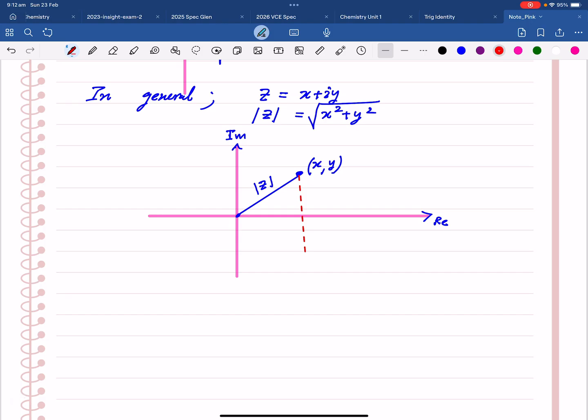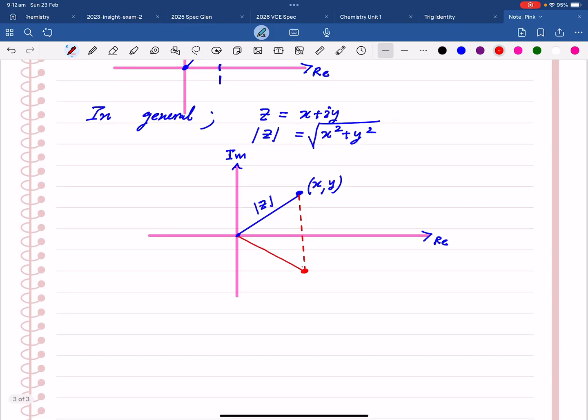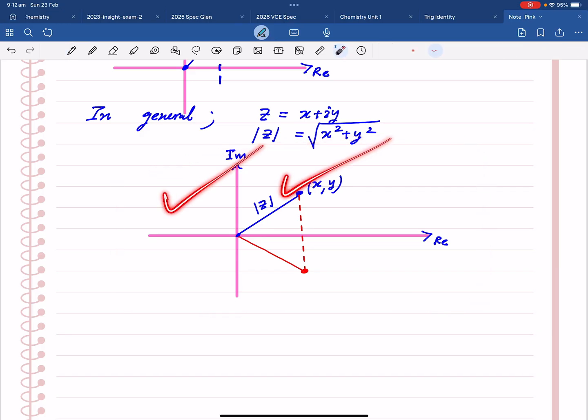Next one. Think about this point over here. This is the mirror image of this point about the x-axis. So you think about this. And this is also a complex number, right? Why? Because it's a complex plane. This is called the complex plane, okay? Argand diagram. This quadrant, this quadrant, this quadrant, this quadrant, they are all part of the complex plane.